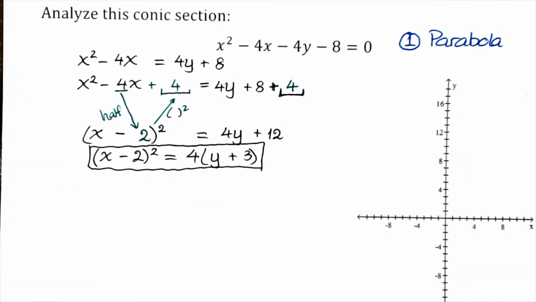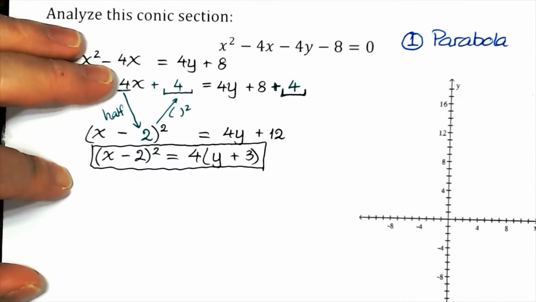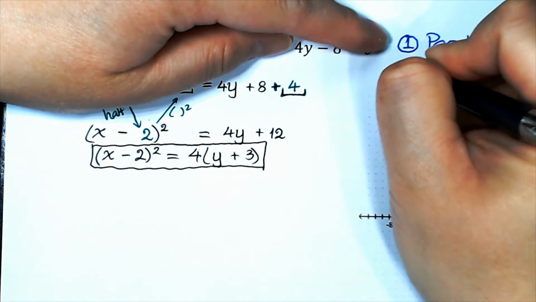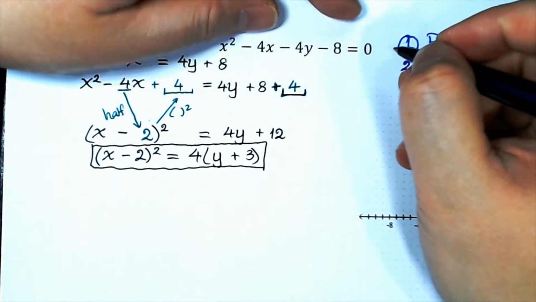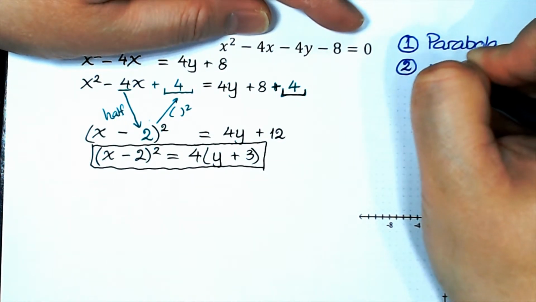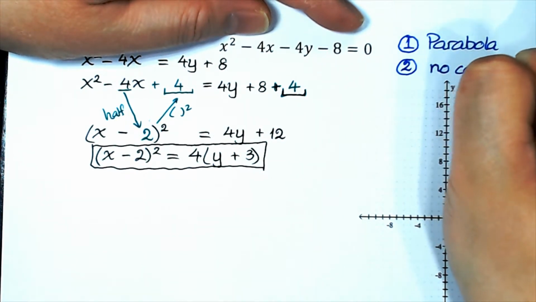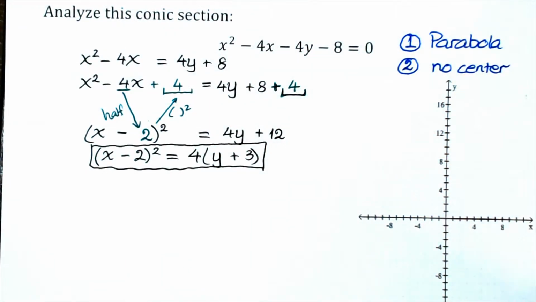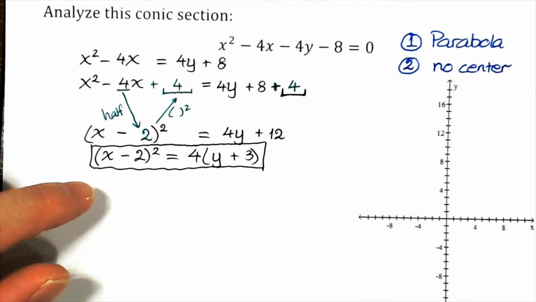Let's see what we find for this problem. By the way, if it is a parabola, there will be no center. There's only vertex, focus, and directrix. So there will be no center because a parabola doesn't have a center. It only has vertex, focus, and directrix. Next, I have to look at the checklist and see what we do.